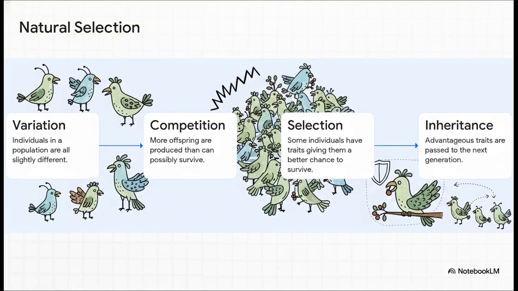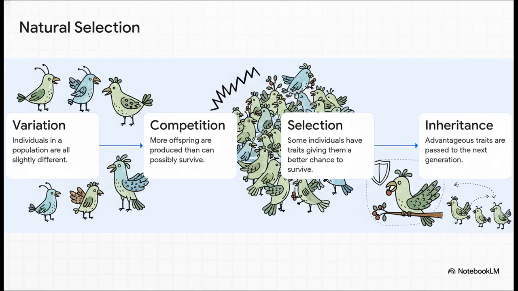But here's where Darwin's real genius shines through. He didn't just say that it happens, he described the how, the mechanism behind all this change. He called it natural selection. And honestly, it's a beautifully simple idea that you can break down into 4 parts. First off, you've got variation. Just look around. We're not all identical, right?